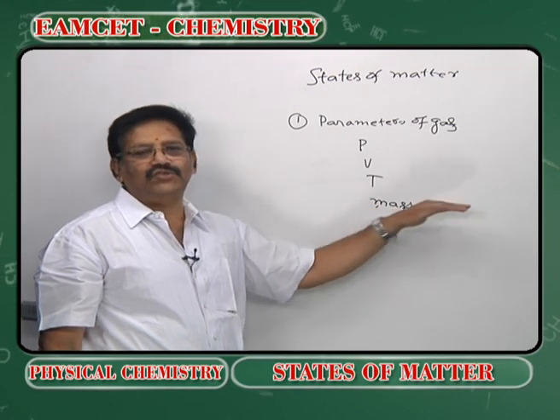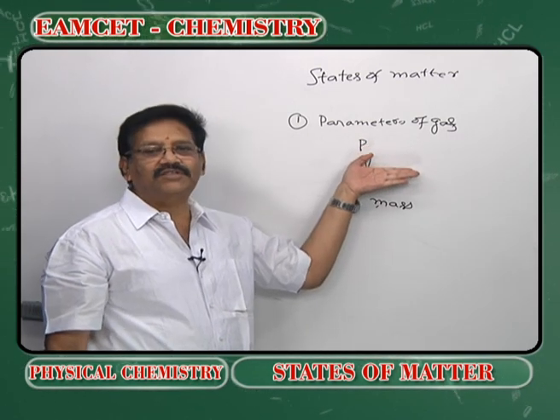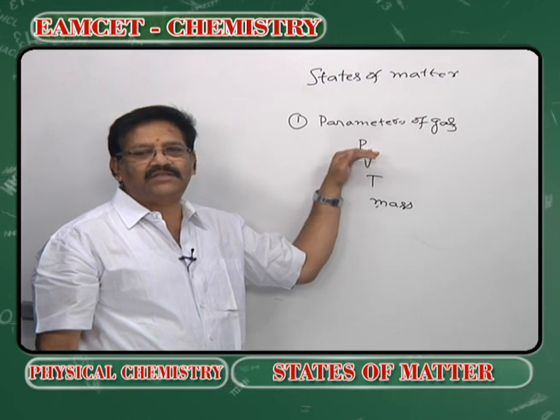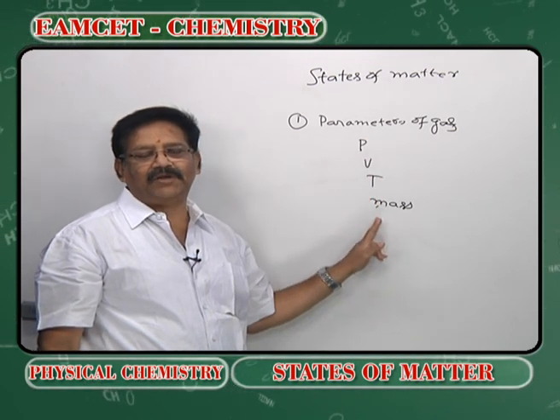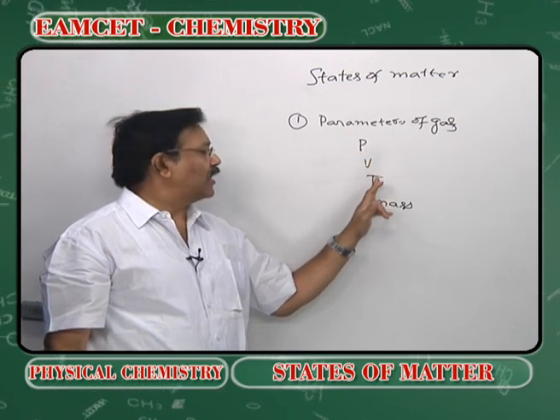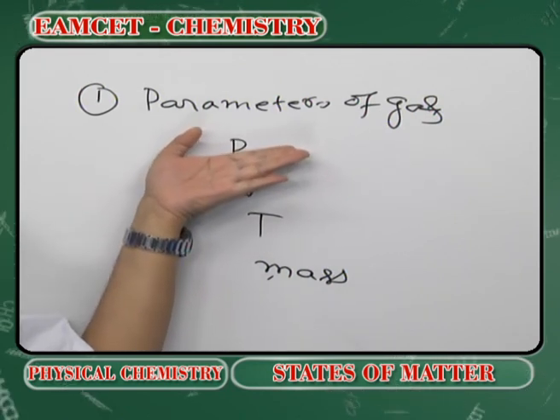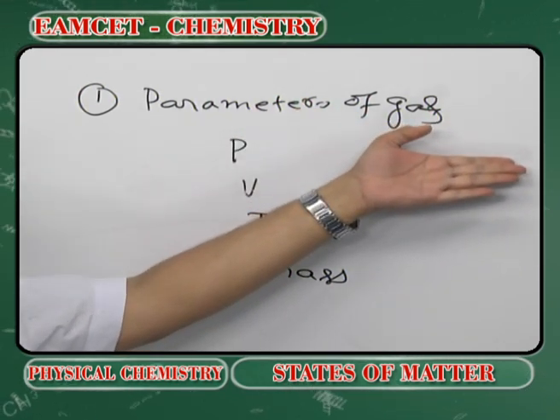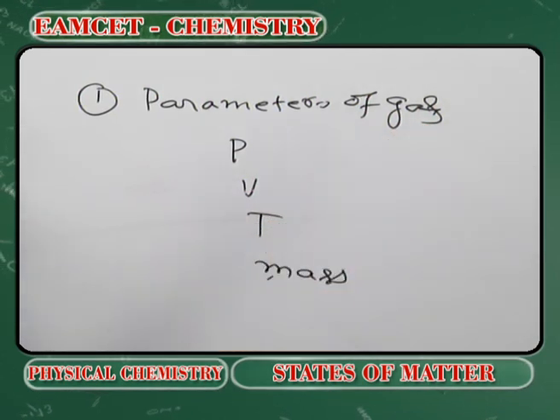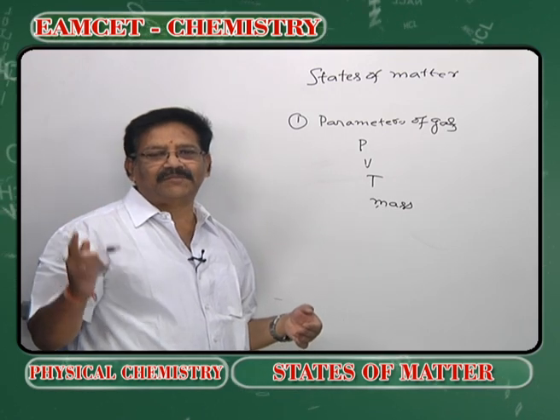Mass of the gas is usually expressed in terms of number of moles, and we have to study the units to express the various parameters of the gas: pressure, volume, temperature and mass. What are the units for pressure? Generally, pressure will be expressed in terms of either atmospheric units or bar units. What is the SI unit for pressure? Newtons per meter square.